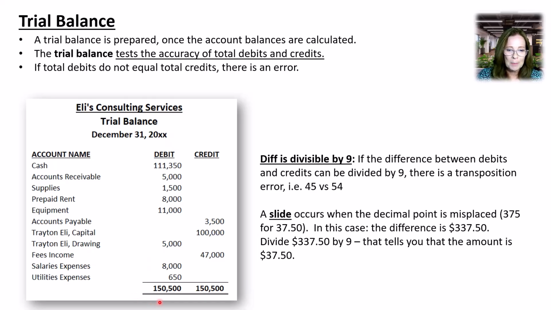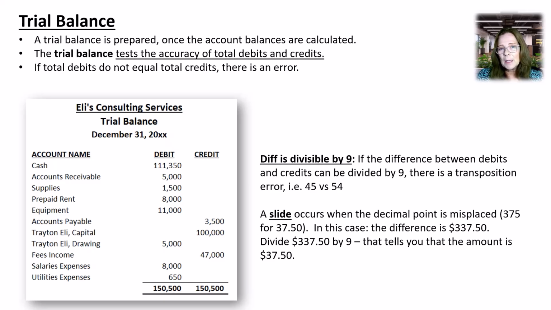The total debits must equal the total credits, or there's a mistake somewhere. That is why accountants use the trial balance to verify the accuracy and completeness of the accounting entries. If the total debits do not equal the total credits, which may happen in manual accounting, which is what we're doing here, we need to go back and fix our entries.